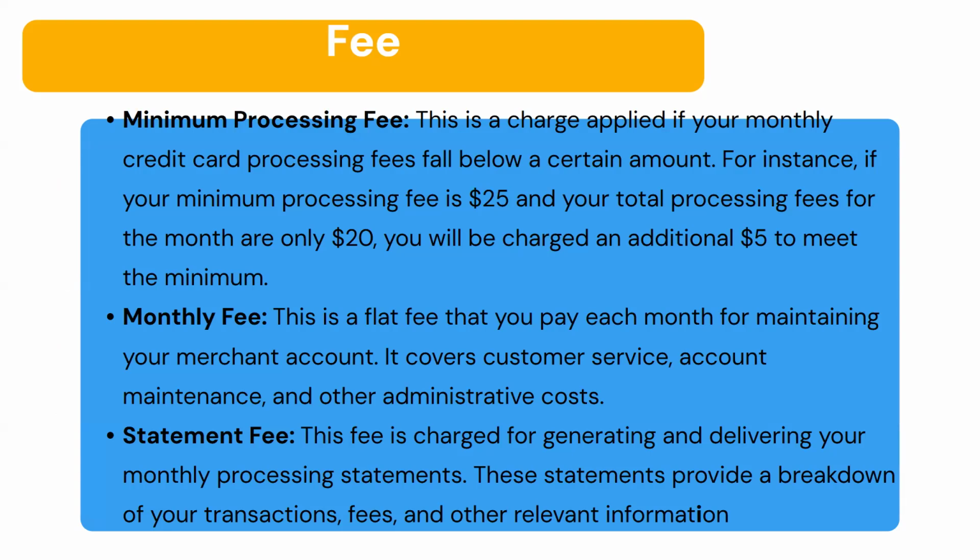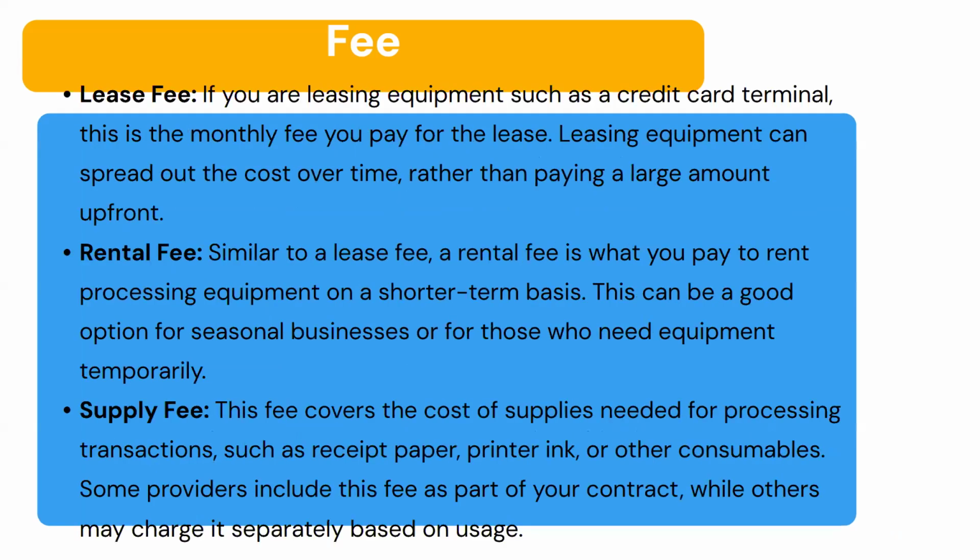Next is monthly fee. This is a flat fee that you pay each month for maintaining your merchant's account. It covers customer service, account maintenance, and other administrative costs. Lastly, we have the statement fee. This fee is charged for generating and delivering your monthly processing statements. These statements provide a breakdown of your transaction, fees, and other relevant information.